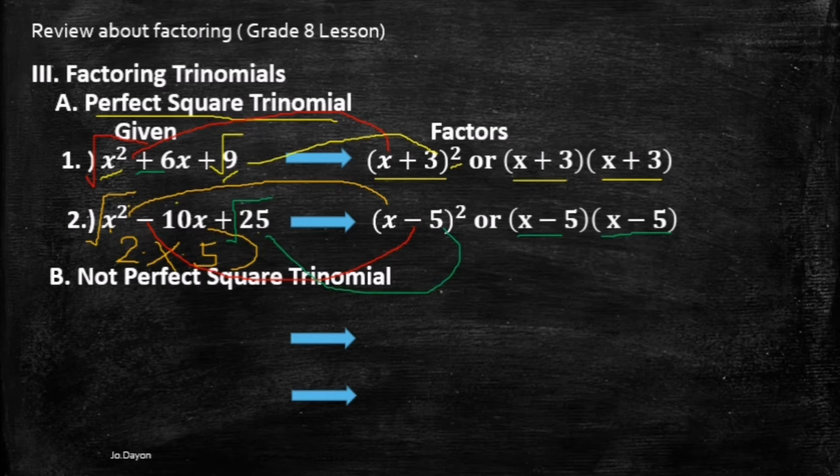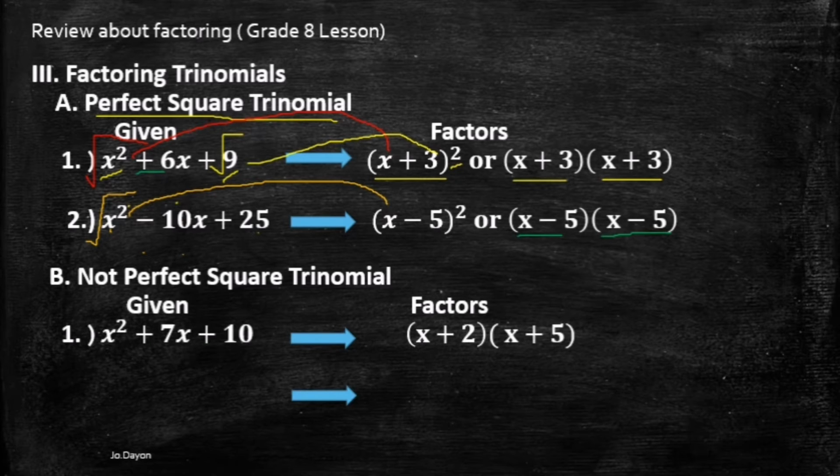Now, how about if the trinomial is not a perfect square? How are we going to factor out a trinomial if it is not a perfect square? Okay, so let us try to consider the first example. We have here x squared plus 7x plus 10. So first, we're going to factor out the first term. Factors of x squared are x and x. Next, we are going to factor out 10. But remember that the sum of the two factors should be equal to 7.